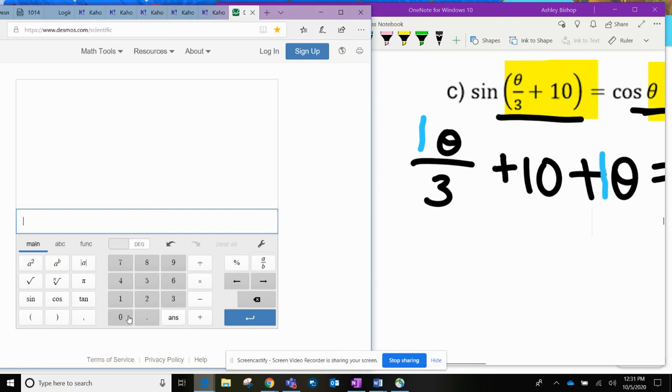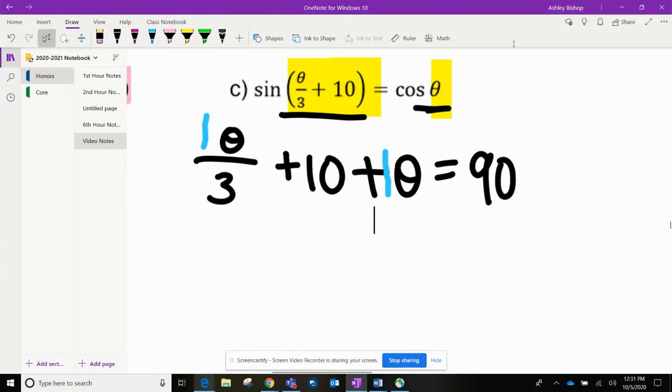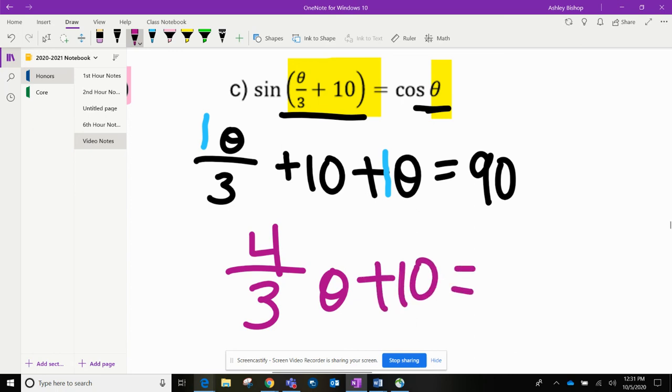1/3 plus 1 is what I want to know. 1/3 plus 1, and you want that in a fraction. If I give you a fraction, you give me a fraction. So if you click here, click convert to fraction, that's 4/3. So I'm combining my thetas. 1/3 theta plus 1 whole theta is 4/3 theta plus 10 equals 90.